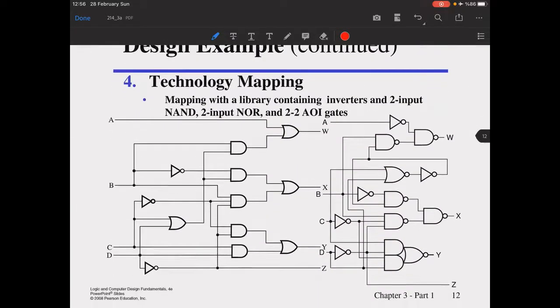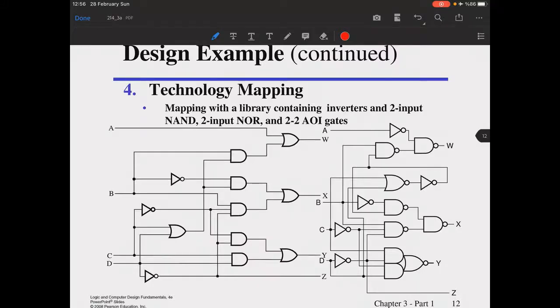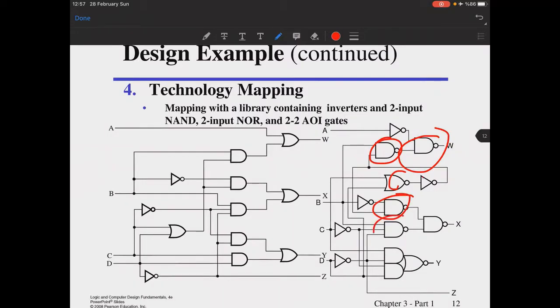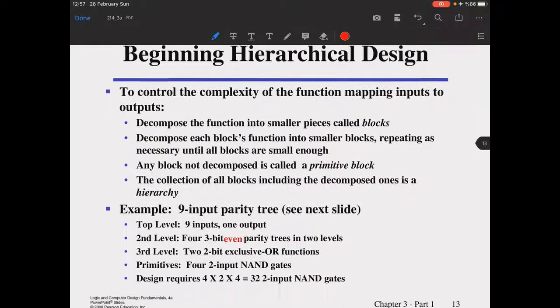Okay, now the next step is the technology mapping part. We're trying to map our circuit to a standard gate, to a universal gate. Either it can be a NAND or NOR gate. Here in this question, we're going to map our circuit to NAND gates. Okay, there will be all NAND gates. This is also a NAND gate implementation. The NAND and NOR gates. That's it. And we will use only NAND gates here.